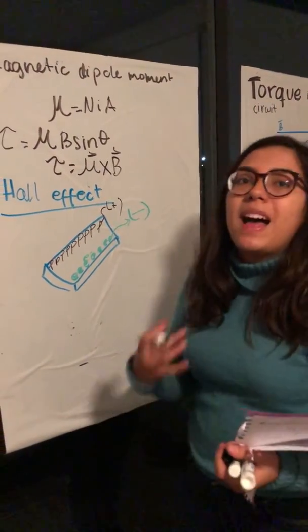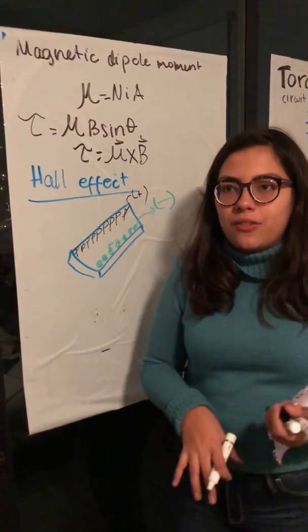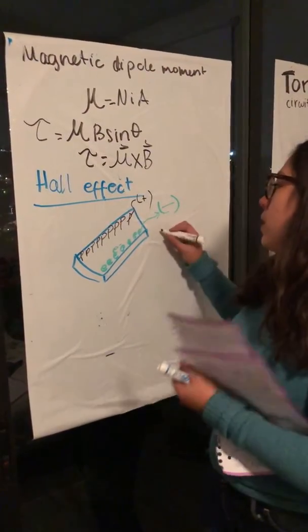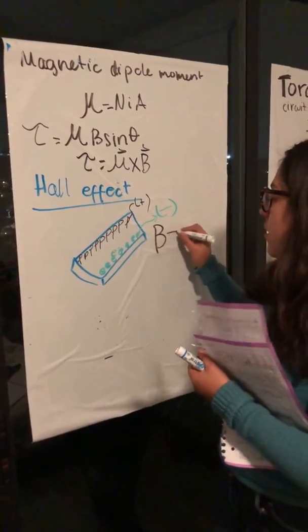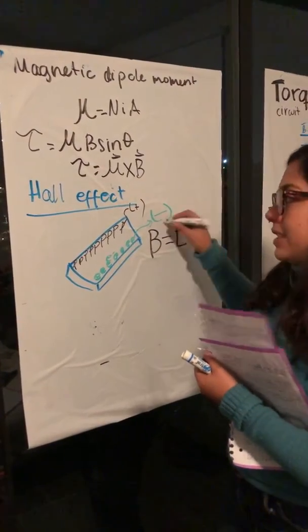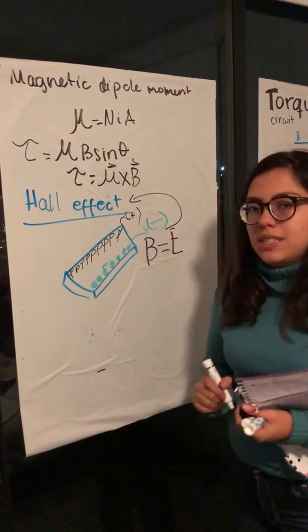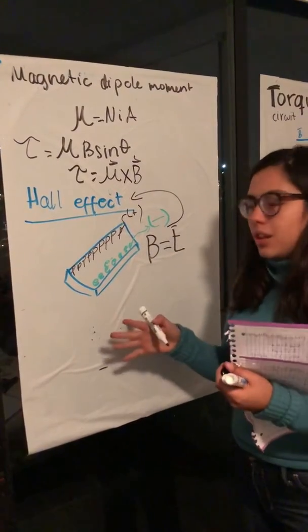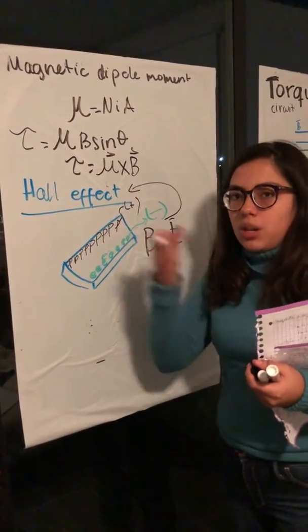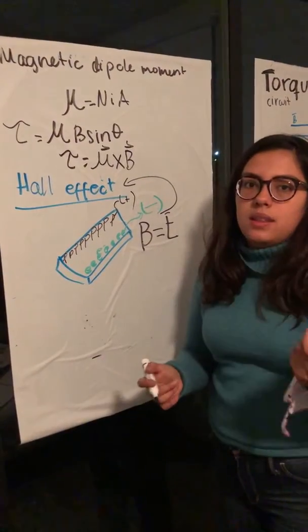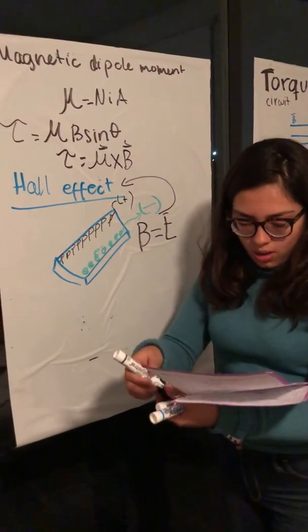saying that this redistribution of the charges makes the electric field and the magnetic field at some point equal. So this is what we call the Hall effect. And this is really important since we sometimes need something to be divided as its positive component and its negative component.